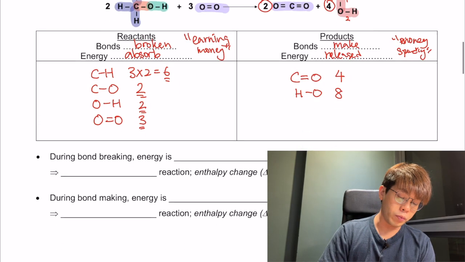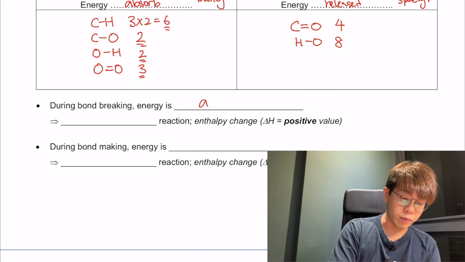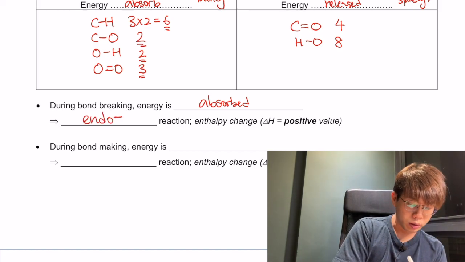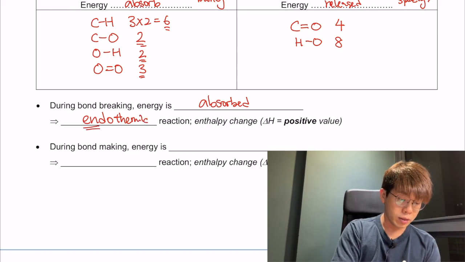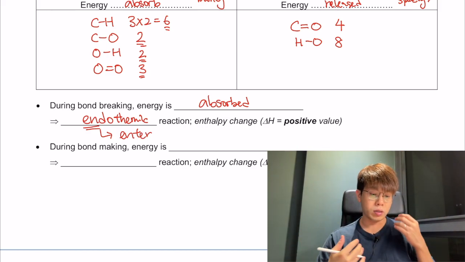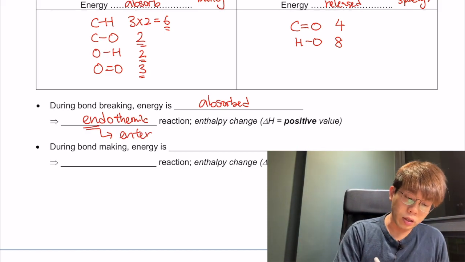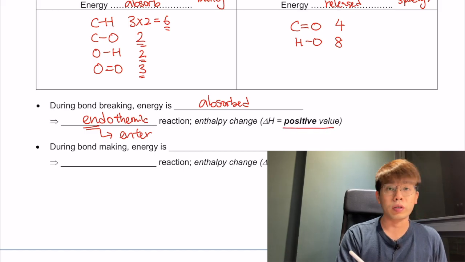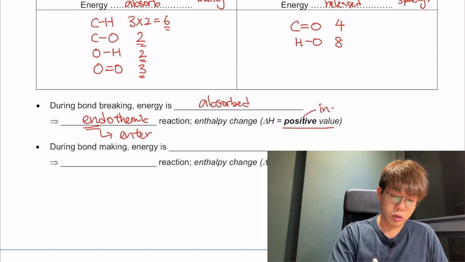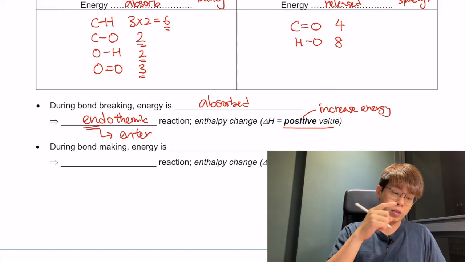So during bond breaking, energy is absorbed. So all bond breaking is endothermic. Remember, endo, en signifies enter. The energy enters, so the energy is absorbed. It is a positive value for the enthalpy change because you increase in energy.